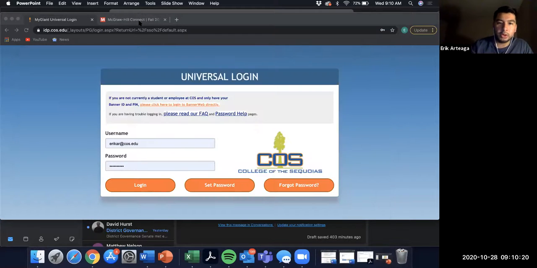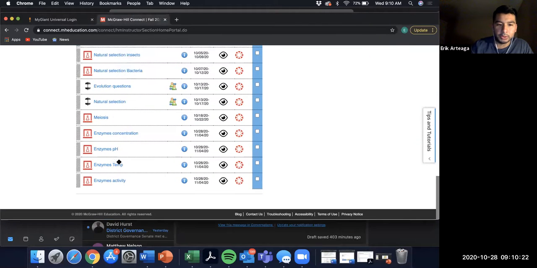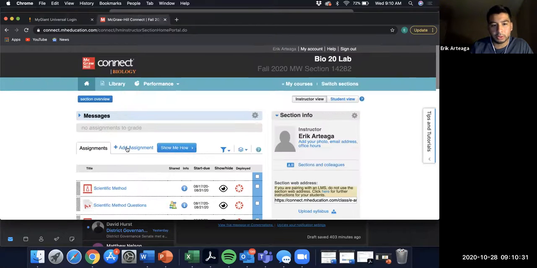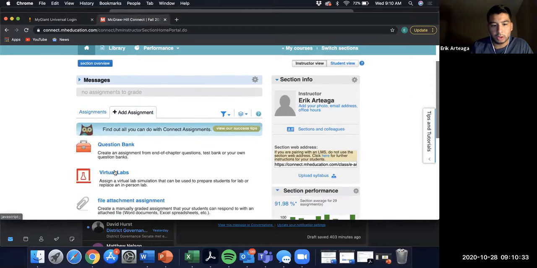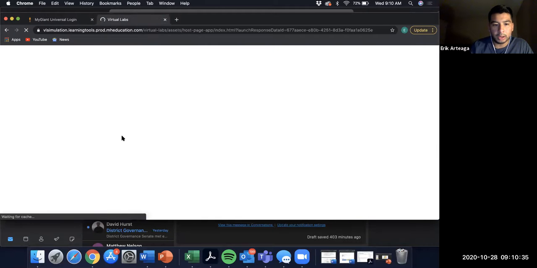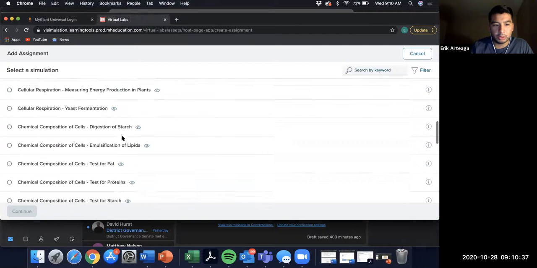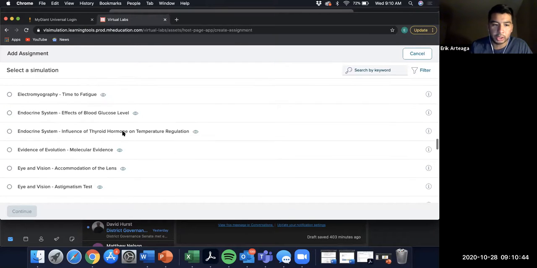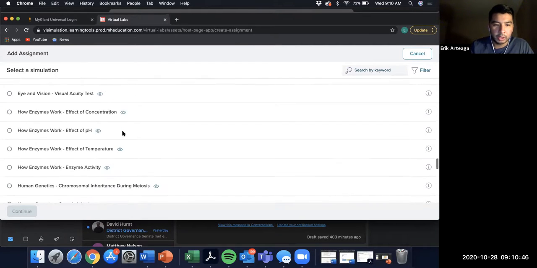And then let me show you your labs. So I've uploaded a few labs. There's enzyme concentration, enzyme pH, enzyme temperature, and enzyme activity. So remember we talked about enzymes before. I'll just go through one or two. We talked about enzymes before in terms of what they're able to do and why they're able to do it, and as far as what controls the reaction of that enzyme.